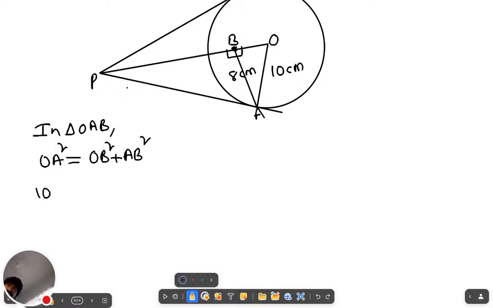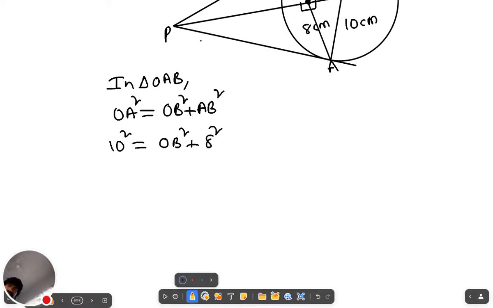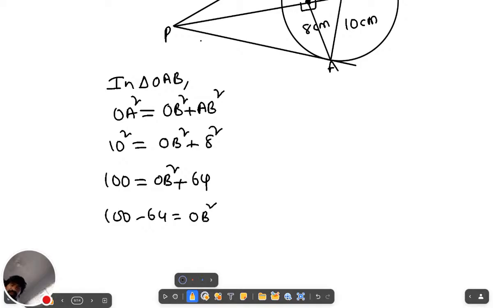OA is 10. So 10 square is equal to OB square plus... OB we don't know, but AB we know it is 8 square. 10 square is 100. OB we don't know. Next, 8 square is 64. Bring 64 to the left side. 100 minus 64 equals OB square. Otherwise we can say that OB square is equal to 36.